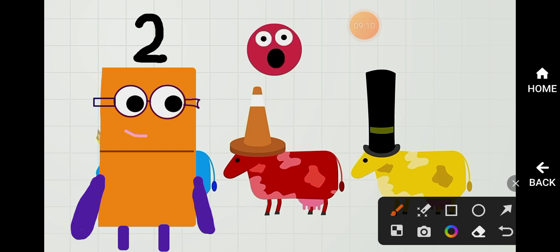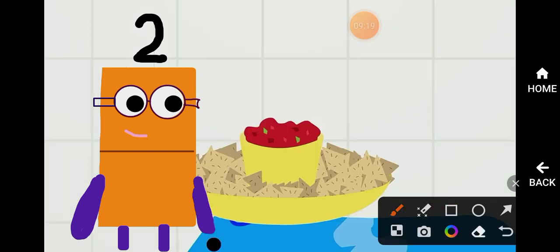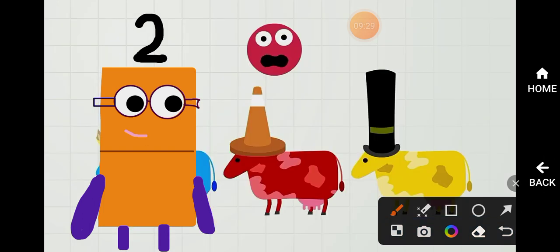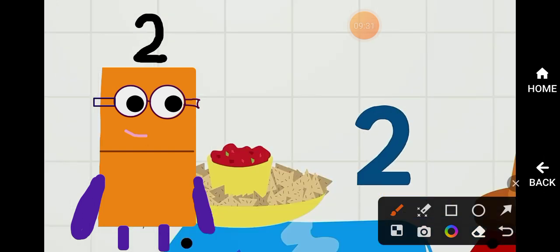And first up is blue cow. Let's measure the height of blue cow's hat with salamanders. Remember, we start measuring at one end of the hat and go in a straight line next to the hat all the way to the other end of the hat. So, blue cow's hat is 1, 2 salamanders long. Or we can also say 2 salamanders high.